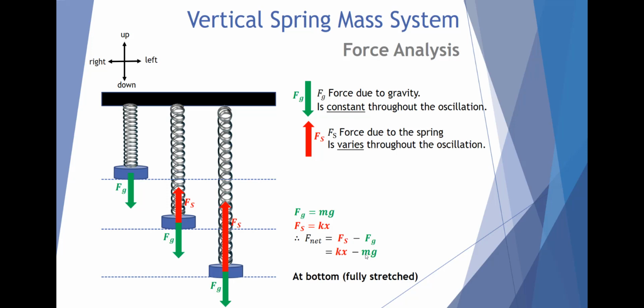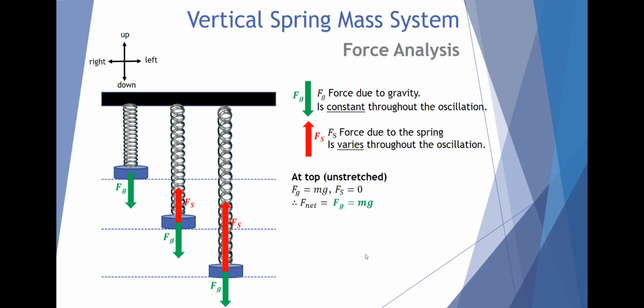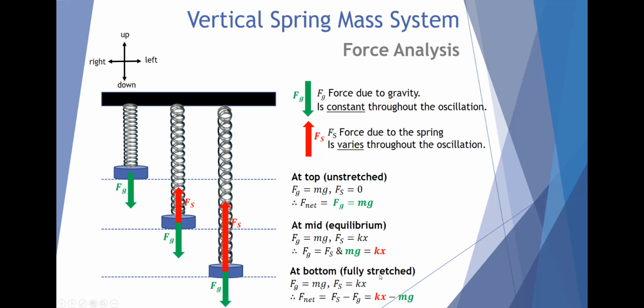Let's now consider a summary of these findings. So at the top, we know the net force is equal to mg when the spring is unstretched. At the middle, or the equilibrium position, we know the two forces are equal. Fg equals Fs. The force of gravity equals the force of the spring. So mg equals kx.